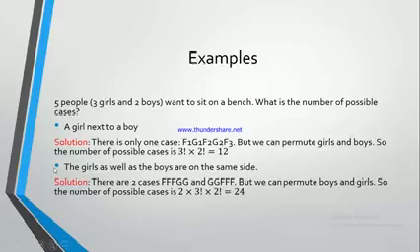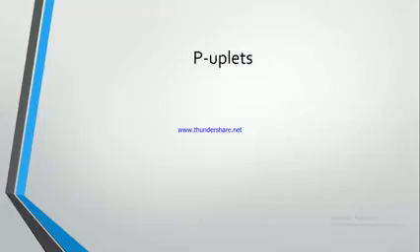The girls as well as the boys are on the same side. So, girls and boys, or boys and 3 girls. And we can permute the boys and girls, so the answer is 2, because we have 2 cases, times the permutation of girls, which is 3 factorial, times the permutation of boys, which is 2 factorial, and the answer is 24 possible ways to set 5 people.